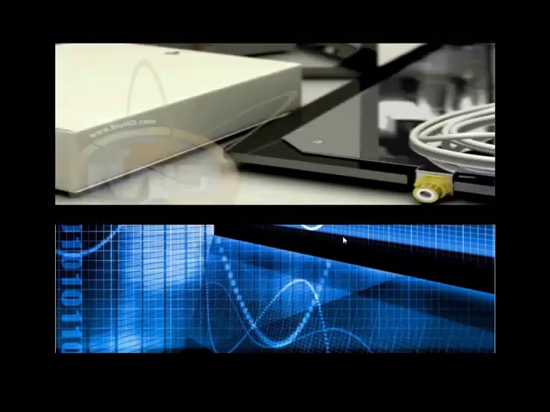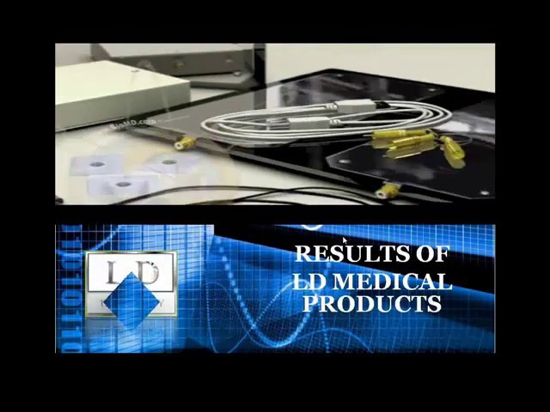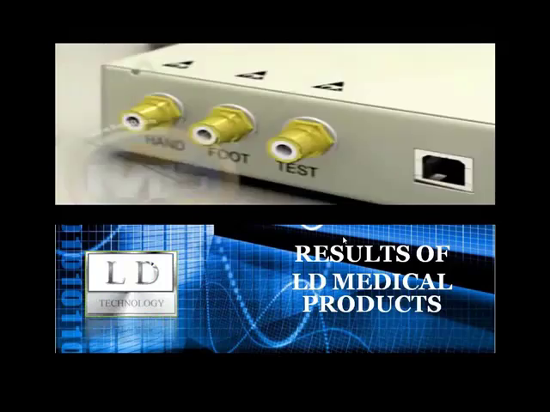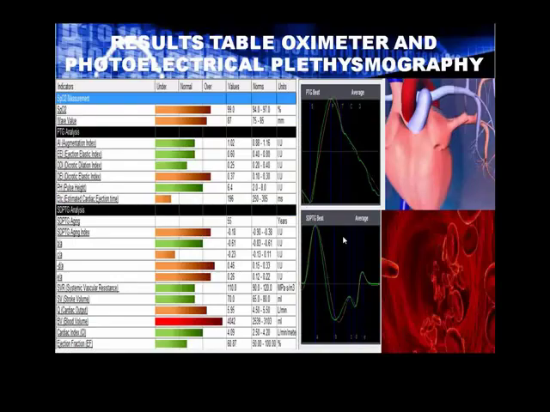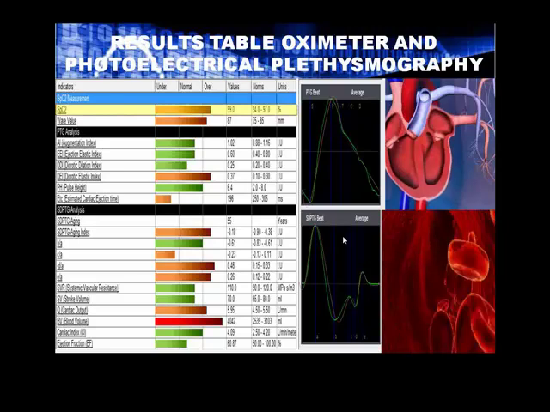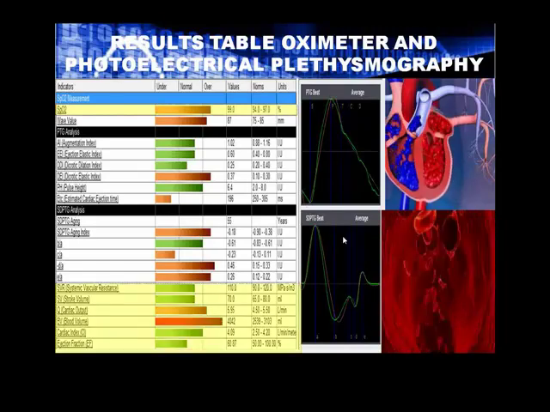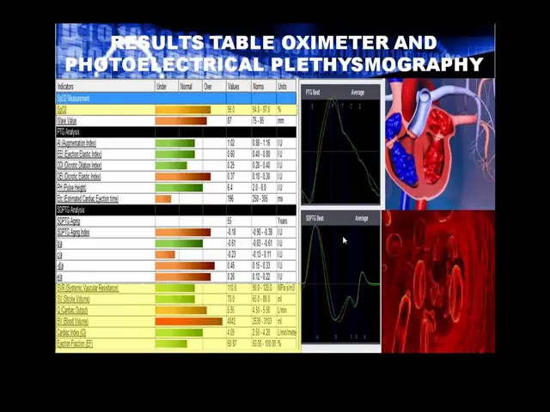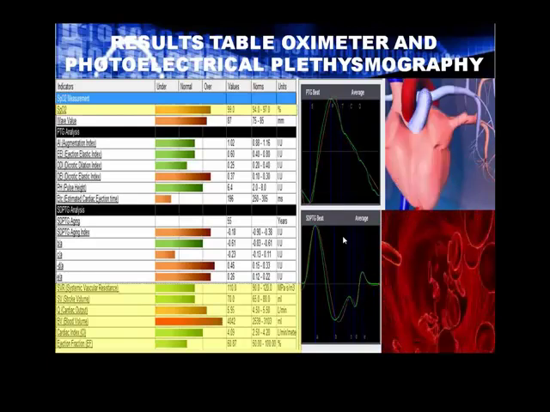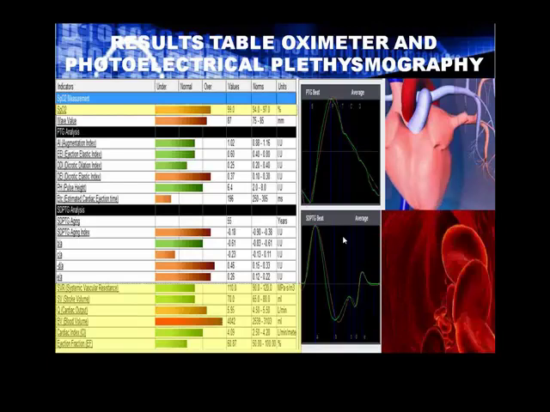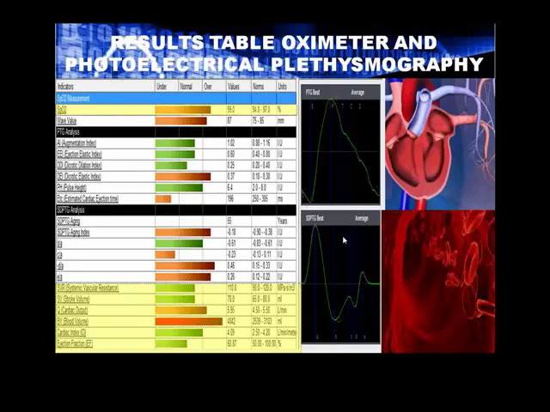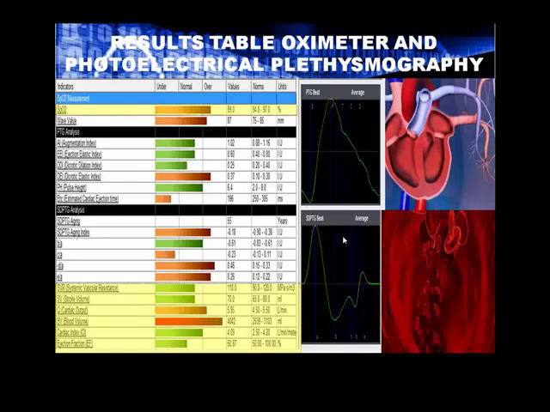Results of the LD medical products. The table displays the SpO2%, which can be used in screening of emergency situations. The hemodynamic indicators can be used in cardiovascular treatment plan management support, and in treatment follow-up. And the main regulatory mechanisms respond to dysfunction or disease.